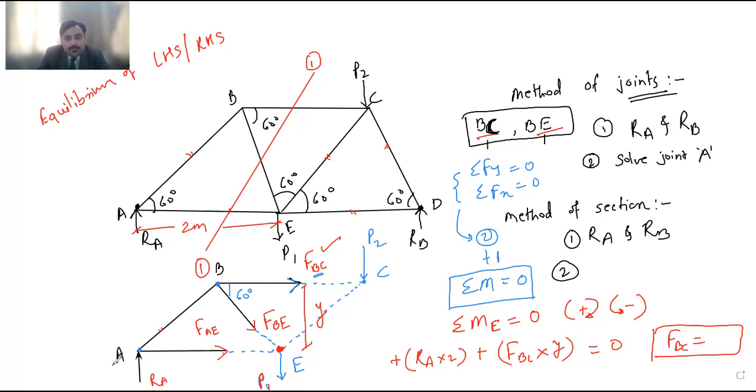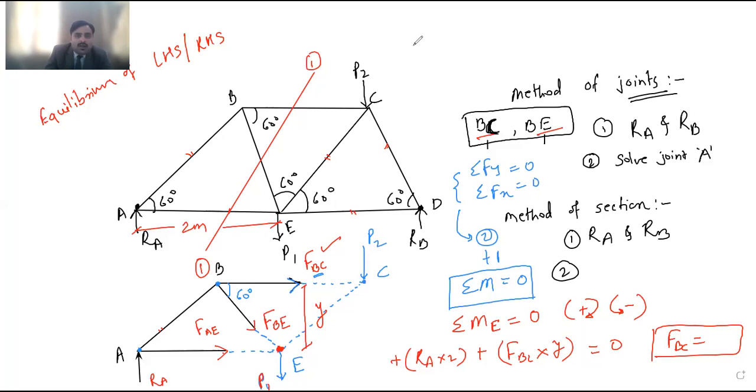Yes, sir. Okay. So this is the major difference between method of joints and method of section. In the examination, if they give you a big truss and ask for the values of only 2 or 3 members, then you should always go by method of section instead of going for method of joints.